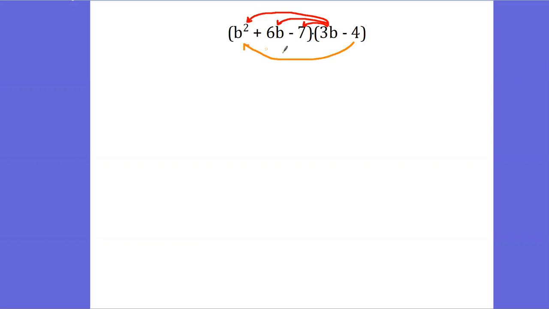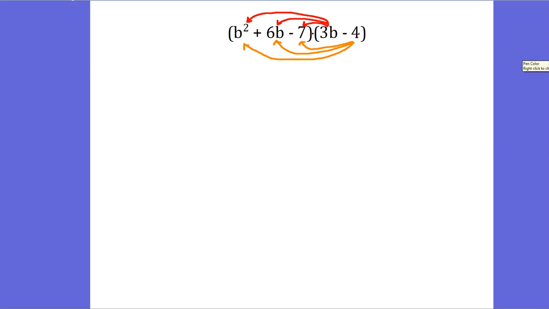And I'm going to take negative 4 times positive b squared. I'm going to take negative 4 times positive 6b. I'm going to take negative 4 times negative 7. So that's a ton of multiplying there, 6 different little mini multiplication problems within just this one problem. And while we're working this through, you got to be careful with your signs, be careful when you're multiplying whole numbers versus when you're multiplying powers and adding the exponents with the variables. So there's just lots of room for error here, so you have to be very, very careful.